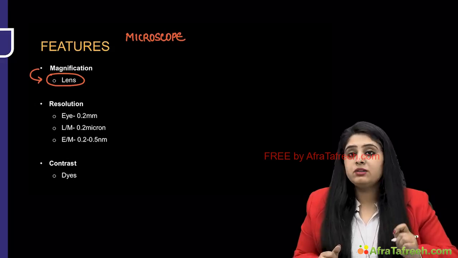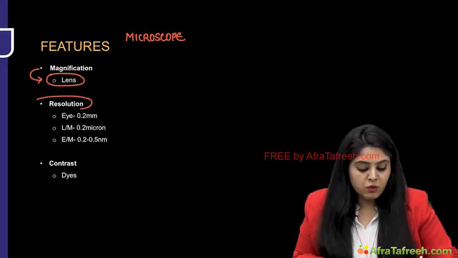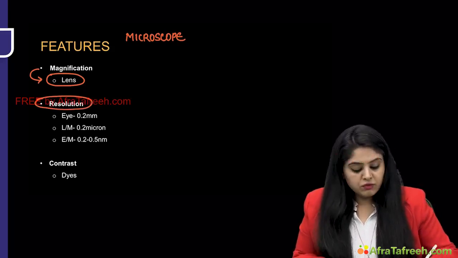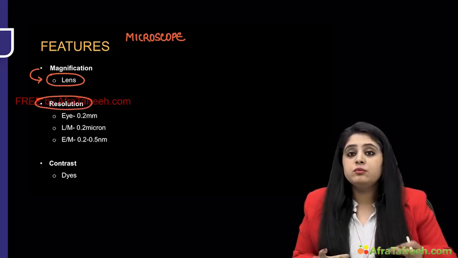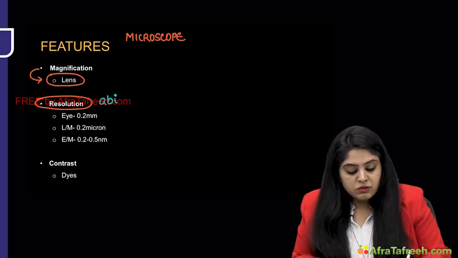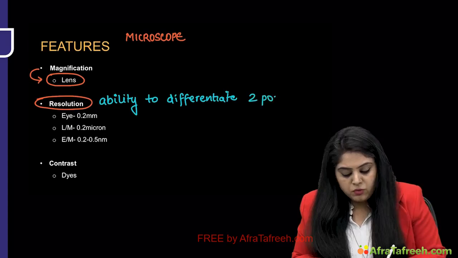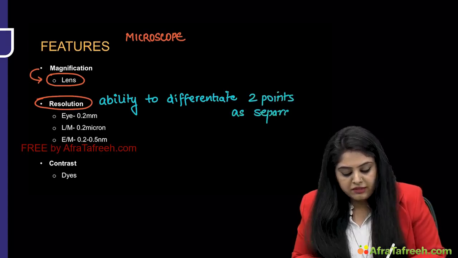Next, the thing that a microscope should be able to do is resolve. So what is resolve or what is resolution? For example, the exact book definition which you used to read in your school time also: the ability to differentiate 2 points as separate, that is what is called a resolution.